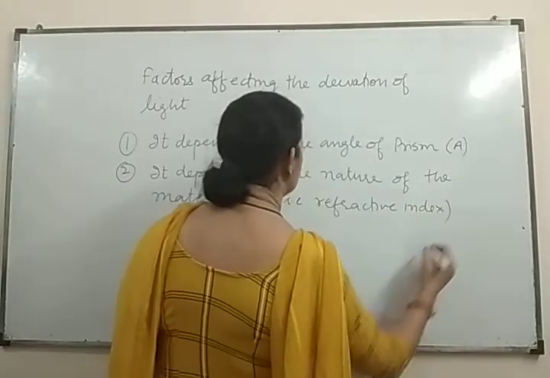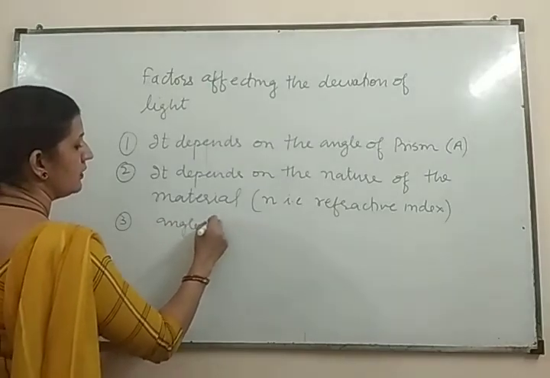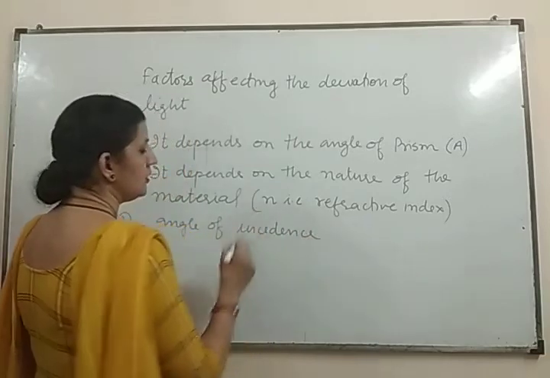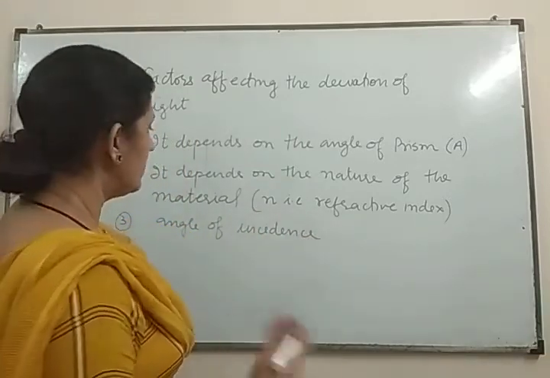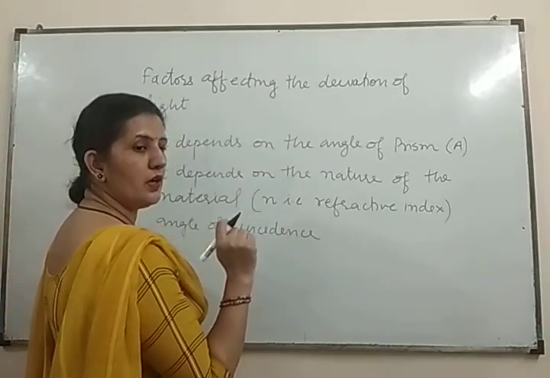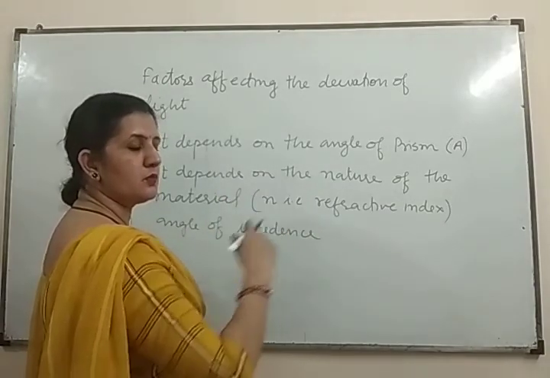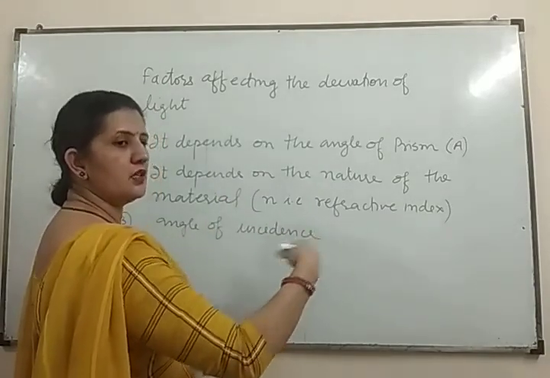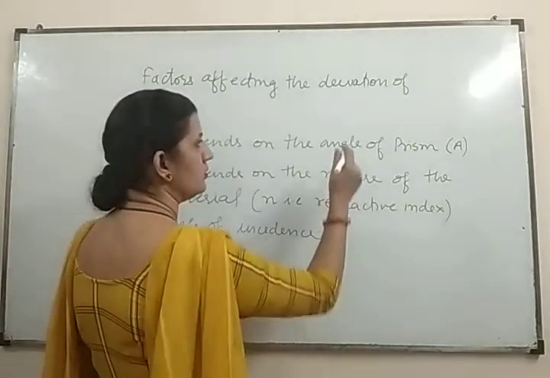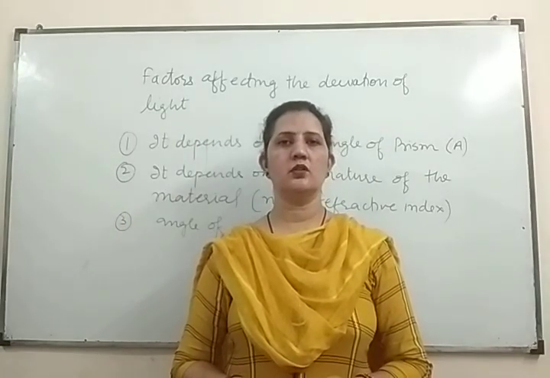Okay, and third one is it is depending on the angle of incidence. Why is it depending on the angle of incidence? If you increase the angle to a very large extent or decrease the angle to a large extent, what will happen? The TIR, total internal reflection, will take place. The ray will reflect inside the prism only. So the angle of incidence. Note down these three factors. This is all about the refraction of light through a glass prism.